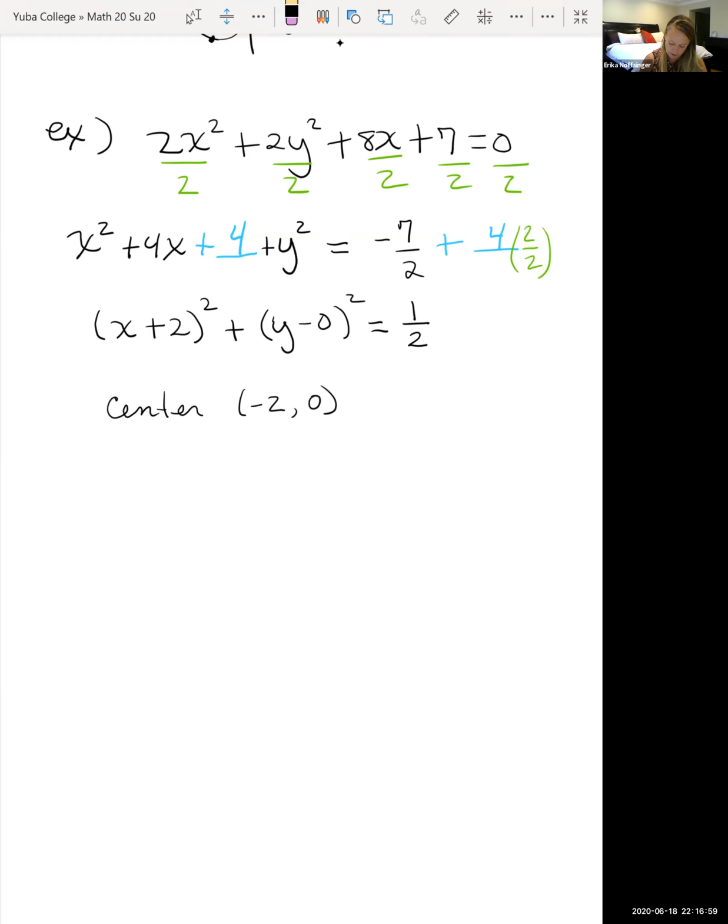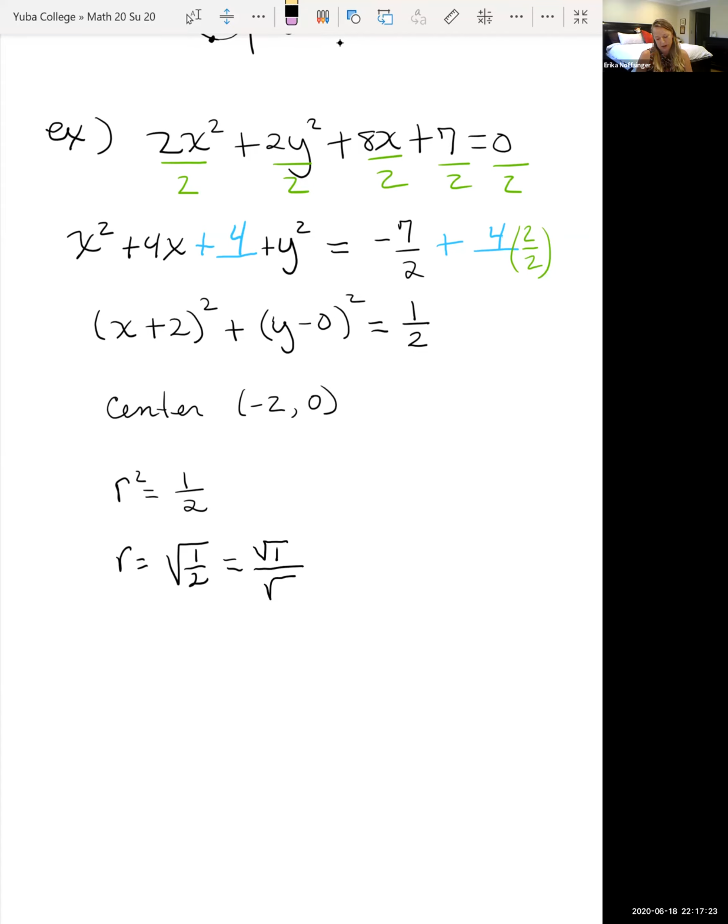We have to do a little work on the radius. R squared is 1/2. When we take the square root of both sides and we're only worried about the positive, we have the square root of the fraction. The rule says if you have a square root of a fraction, it's the same as the square root of the numerator. So square root of 1 all over the square root of 2.